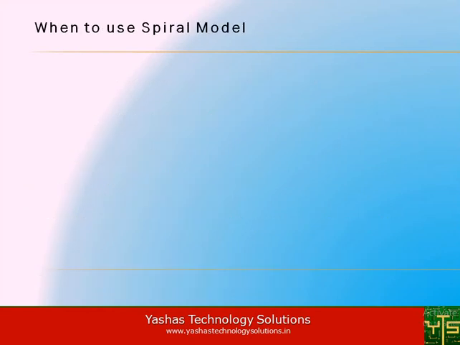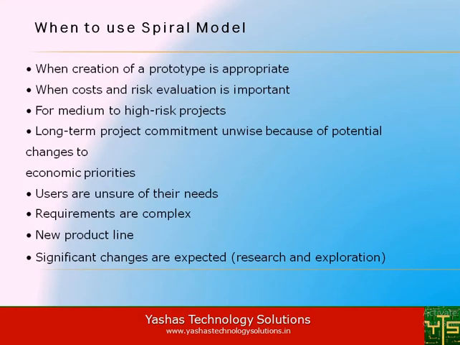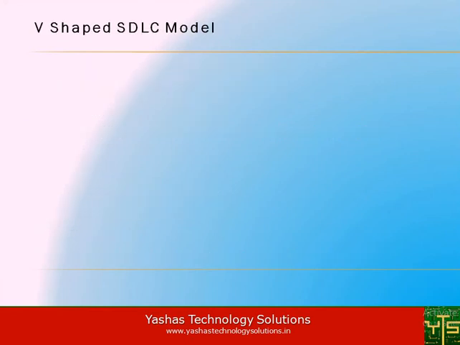So when do we use the spiral model? The spiral model is better used when creation of a prototype is appropriate, or when cost and risk evaluation is important, for medium to high-risk projects, when long-term project commitment is unwise because of potential changes to economic priorities, users are unsure of their needs, requirements are complex, a new product line, or significant changes are expected in terms of research and exploration. Then let's understand the final SDLC model of this tutorial, that is the V-shaped SDLC model.